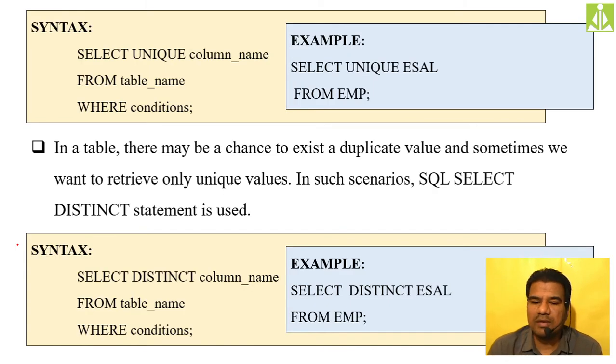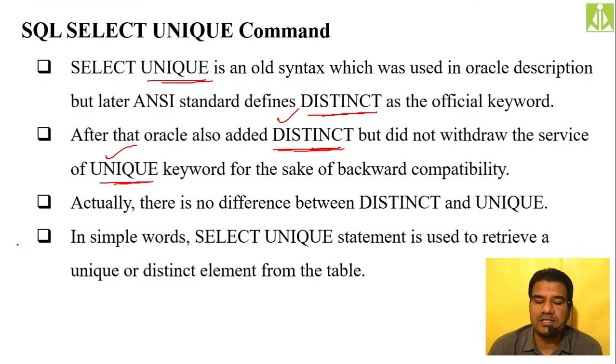So that is the only purpose of using the unique or distinct keywords: simply to get the unique values and avoid redundancy. In a table there may be a chance of duplicate values, and sometimes we want to retrieve only unique values. In such scenarios, the SQL SELECT DISTINCT statement is used, and it is exactly similar to the SQL SELECT UNIQUE command. SQL SELECT UNIQUE and SQL SELECT DISTINCT are both the same, there is no difference.